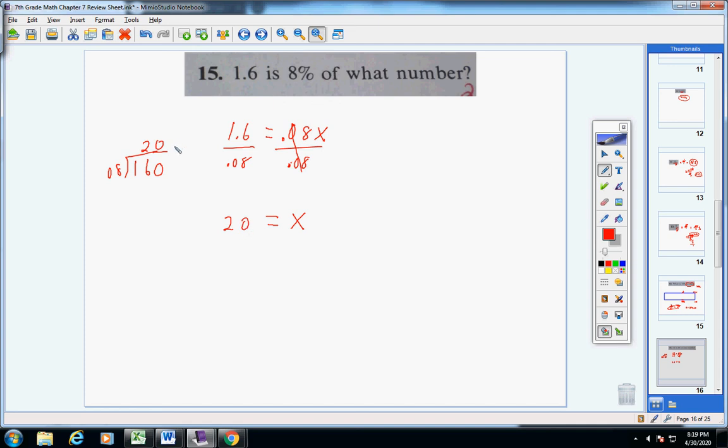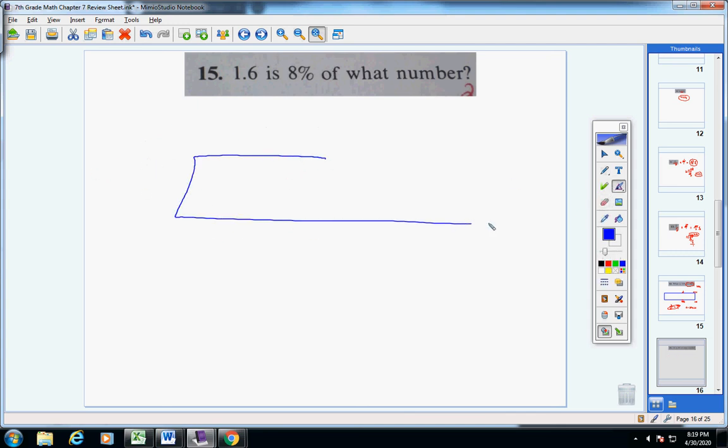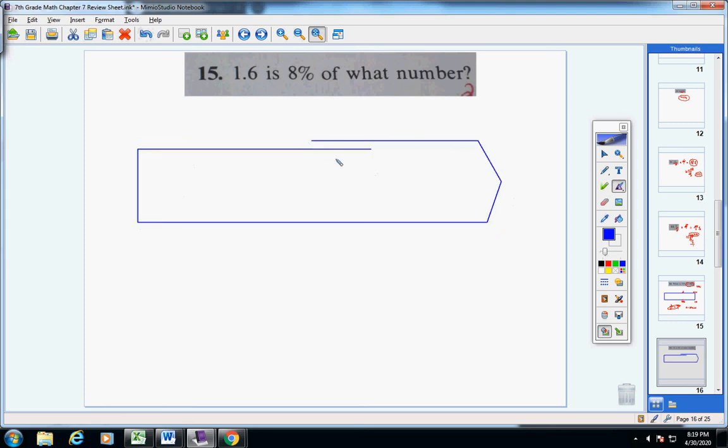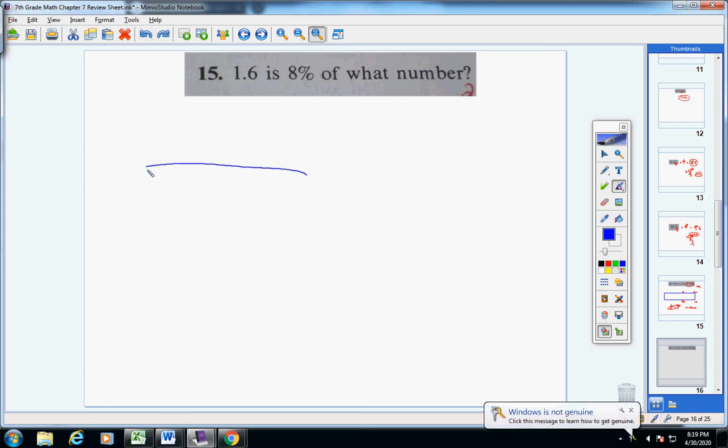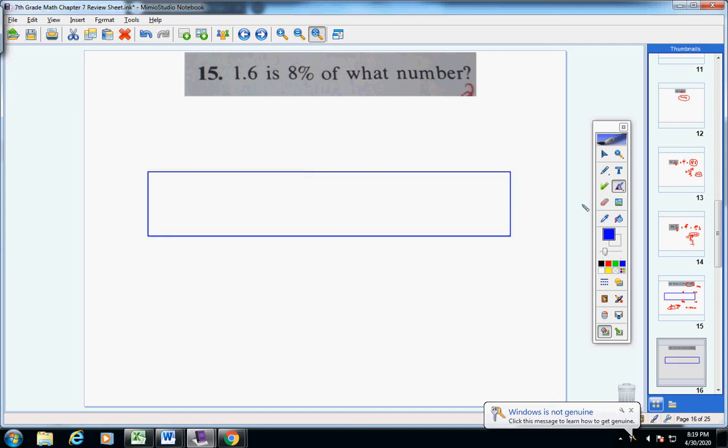Now, if you want to use the rectangle method, hey, more power to you. Okay? Remember, your of number is your 100%. Got it? Just pretend that's a rectangle. And we'll try it one more time. Anyways, your of number is your 100%. So it says of what? Of what number? So your x, your question mark, is going to be your 100%. And then 8% is what? There we go.